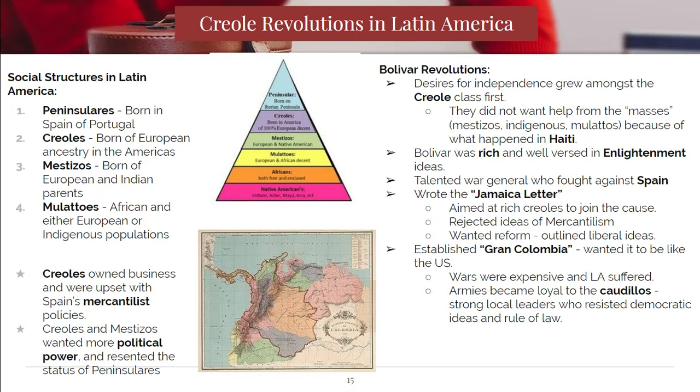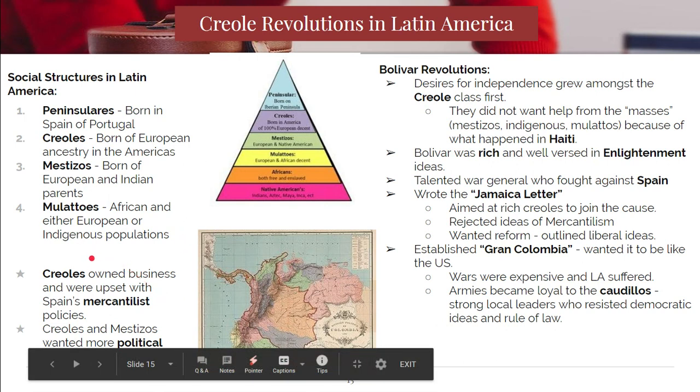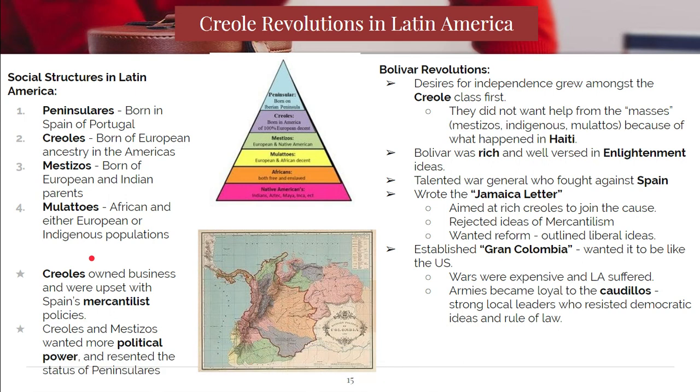Okay. Now, obviously, the Peninsulares are going to be a very small minority, especially as changes happen in Europe and less people start to immigrate to the New World. It's going to be the Creoles, the people who were born of Spanish descent that live in the New World, that are going to be the ones who are the primary drivers or the primary motivation for these revolutions in Latin America and South America.